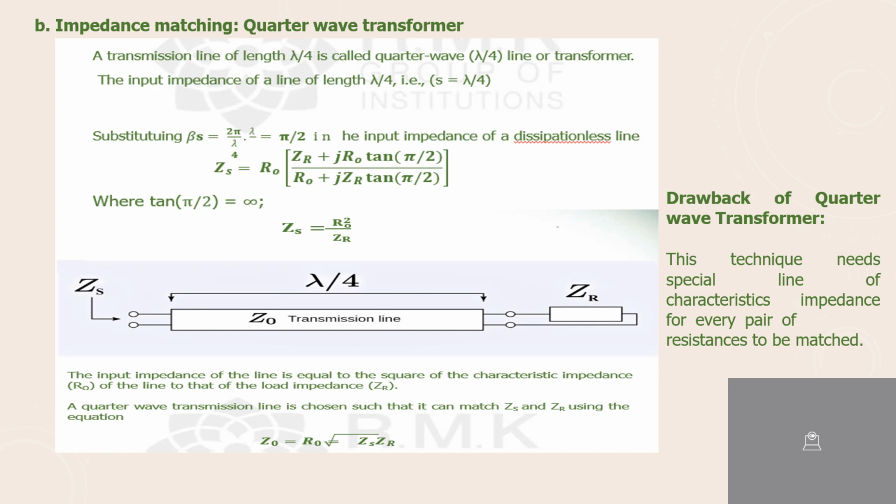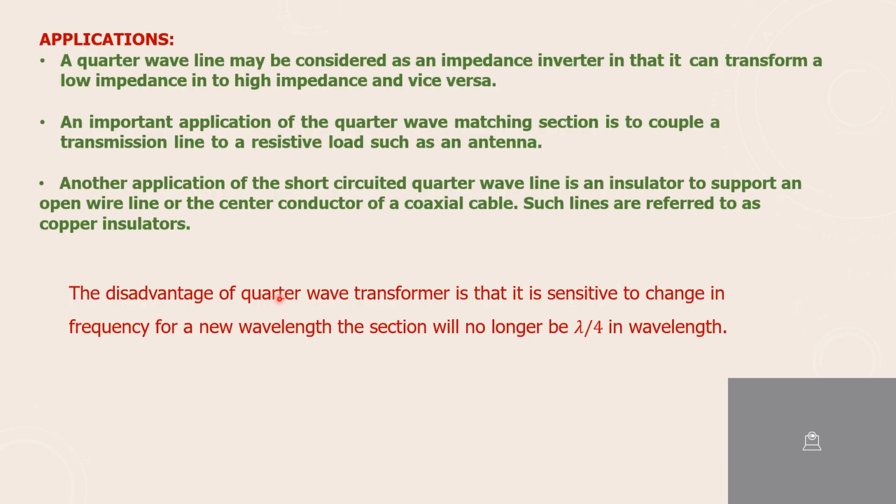So next we are going to see the applications and disadvantage of the quarter wave line. There are three applications. The first application is that it acts as an impedance inverter. That is, we are able to transform low impedance to high impedance and high impedance to low impedance. The second application is that it is also used to couple a transmission line to the load, where the load is an antenna. And the third application is that it can be used as an insulator. That is, to support the open wire line, we can use the quarter wave line.